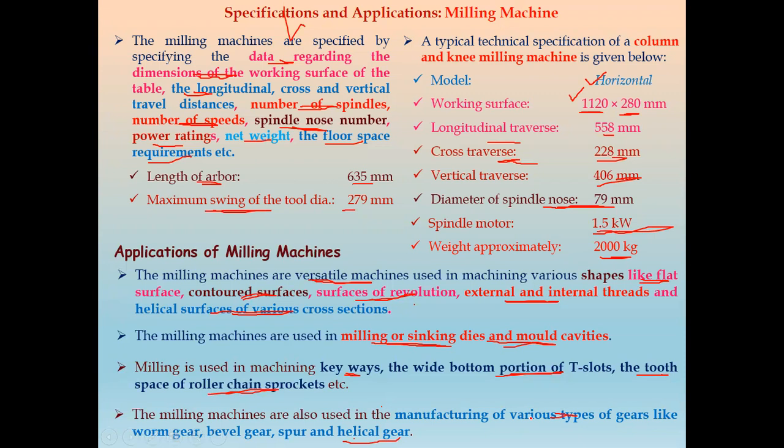In this video, we have seen what is meant by milling machine. What are the types of milling machine? There are mainly two types: one is horizontal milling machine and another is vertical milling machine. We have seen the different parts of the milling machine, and the specifications and applications of this milling machine. So this is all about this video, that is the machine tool, the milling machine.